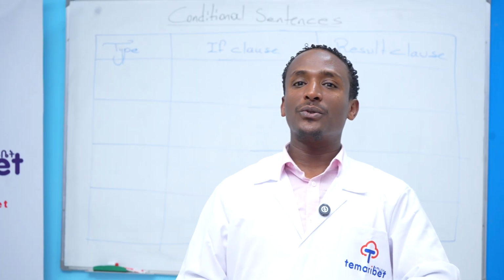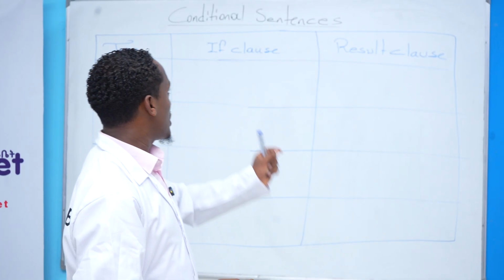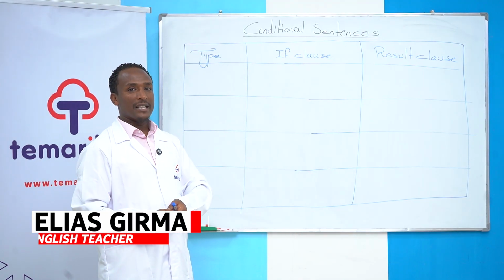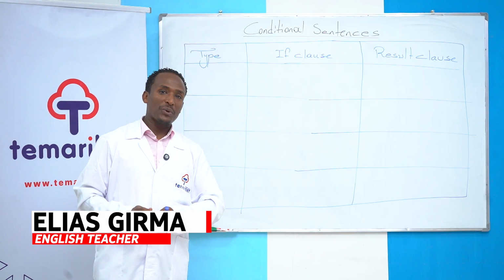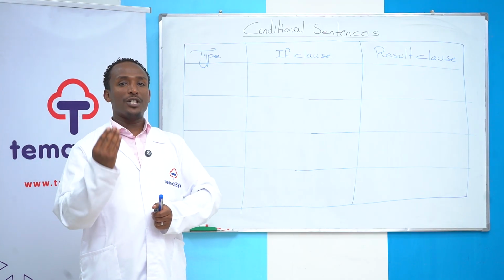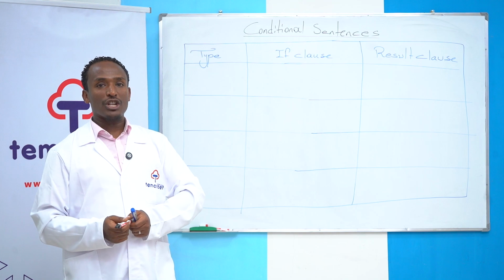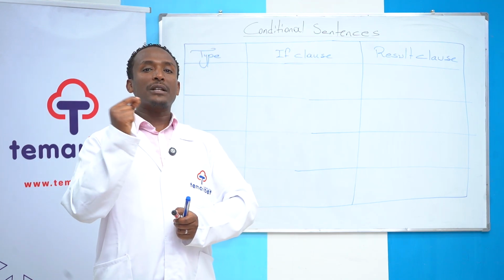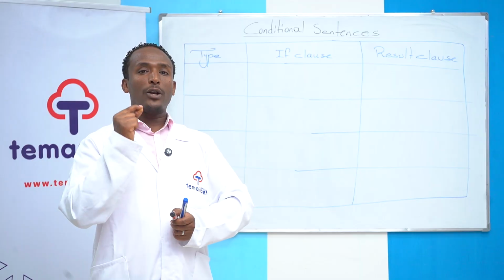Today we are going to dive deep into conditional sentences. What is a conditional sentence? A conditional sentence is a sentence which is hypothetical, which means imaginary. There are 4 different types of conditional sentences with their own subject-verb agreement or a kind of form.